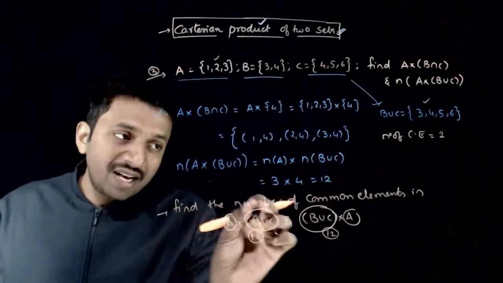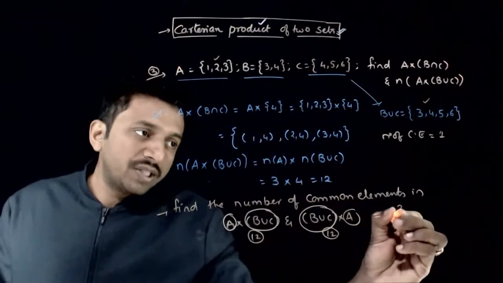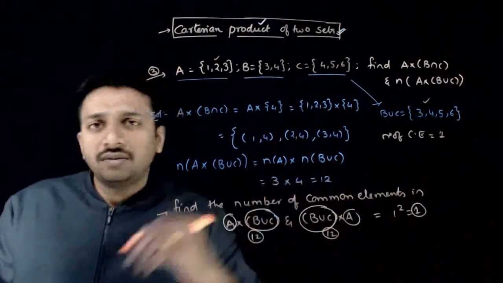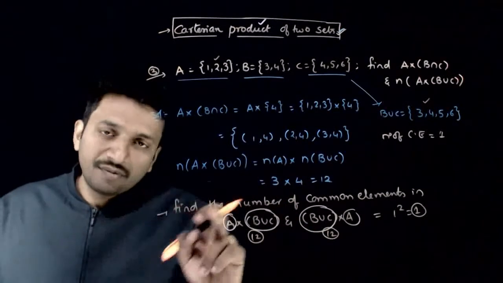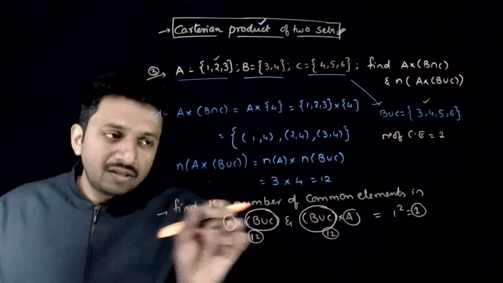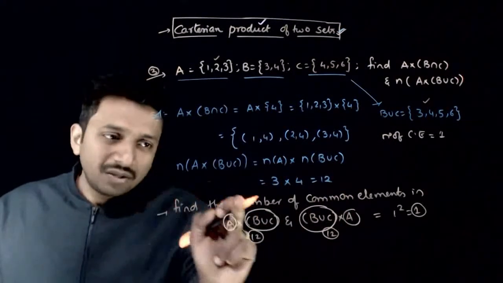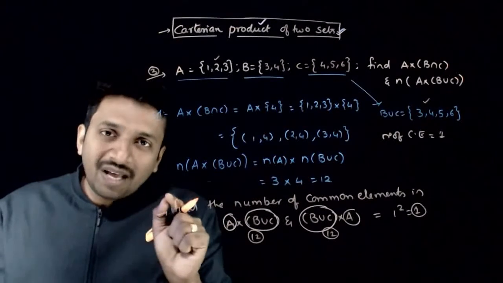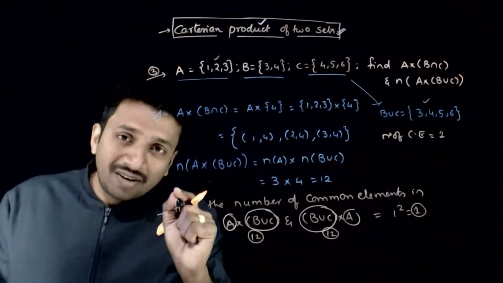So what is the number of common elements in the crosses? It is nothing but 1 square, which is the same as 1. So out of these 12 elements, there is only 1 element in common for these two. If I ask the question in English, because you have the property in English, you can very easily relate. Sometimes, to confuse you, they just try to frighten you.